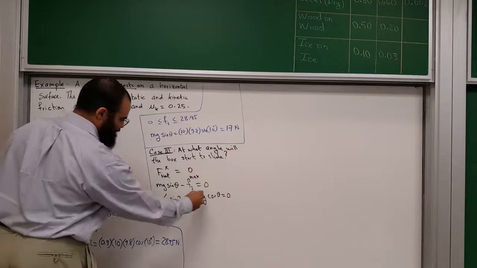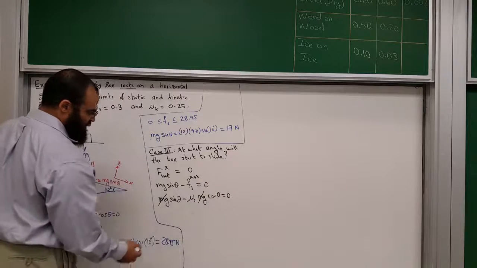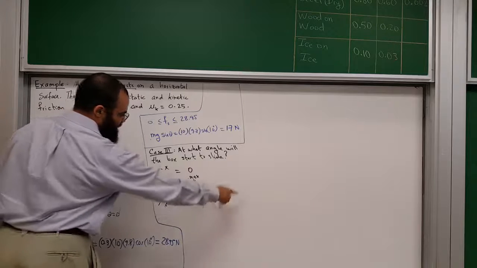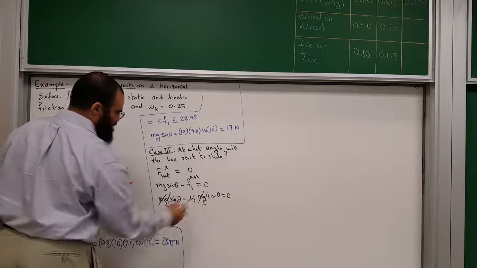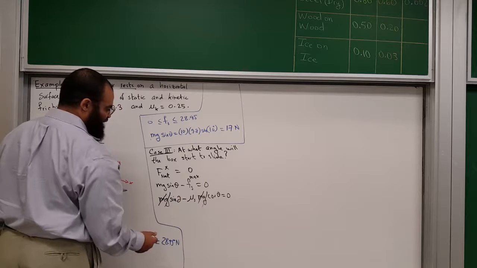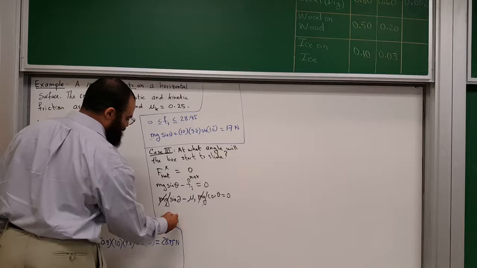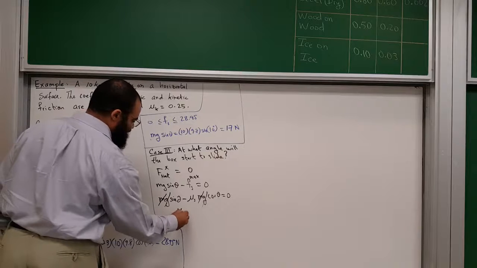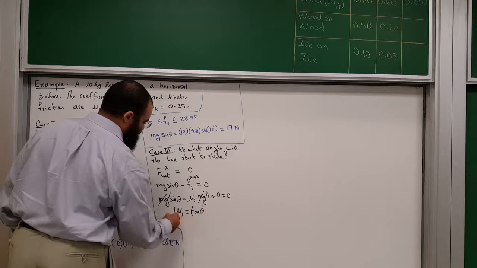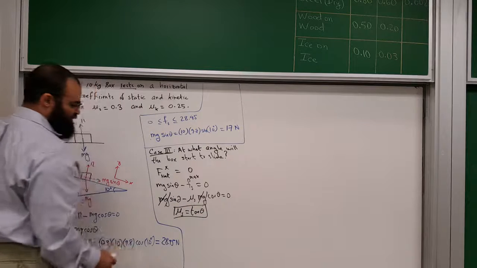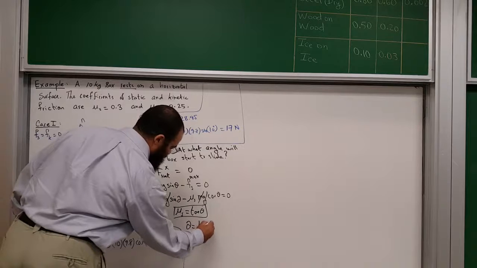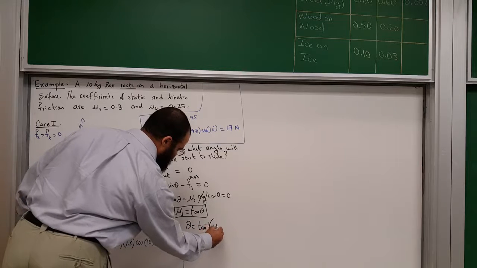And so the mass just cancels on both sides. And then the g also cancels. And so take this to the other side. So you get mu s cosine theta equal to sine theta. Divide both sides by the cosine. So you have mu s equal to sine over cosine, which is tangent theta. So you get mu s equals the tangent of theta. So that's the angle at which it will start to move. So theta will be tangent inverse of mu s.